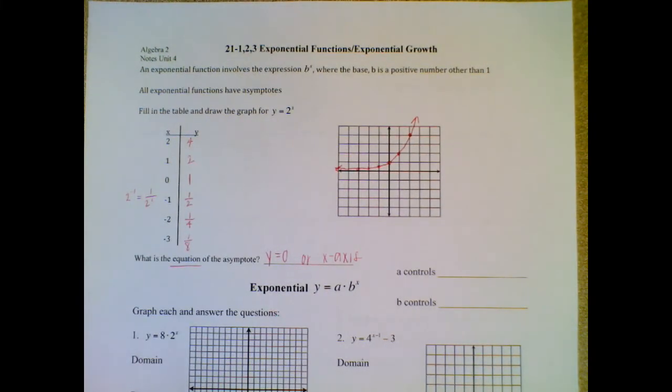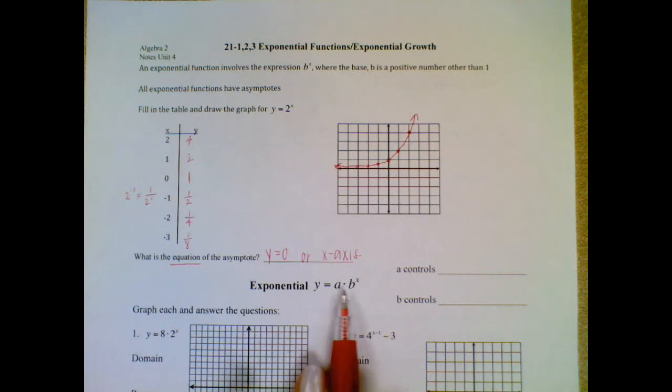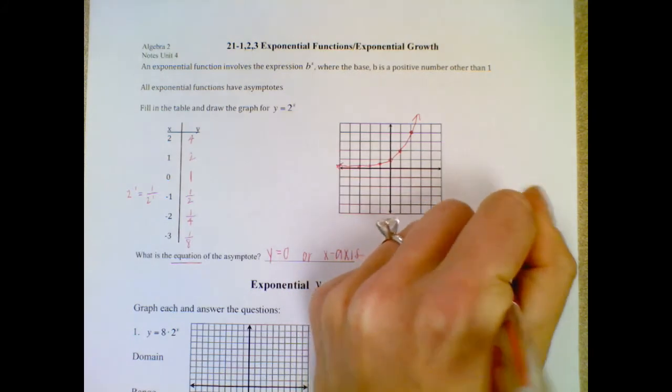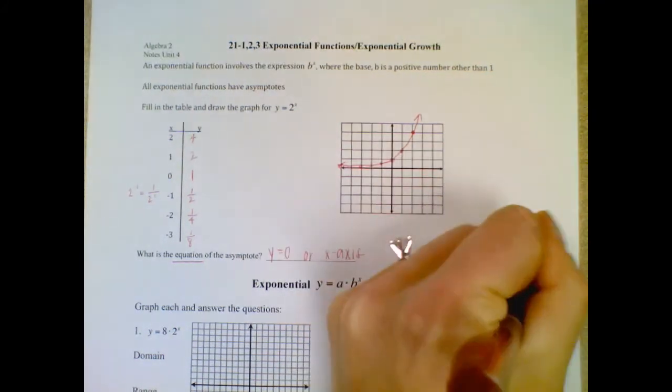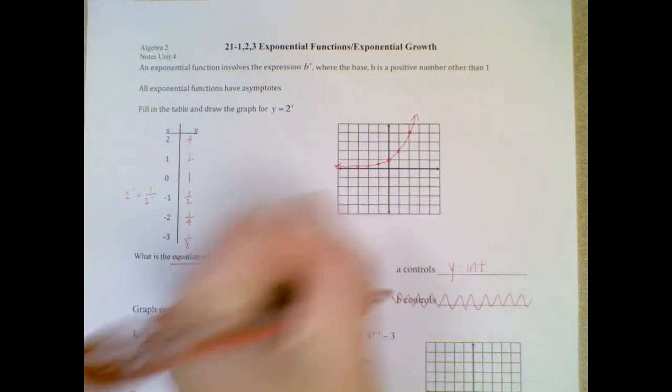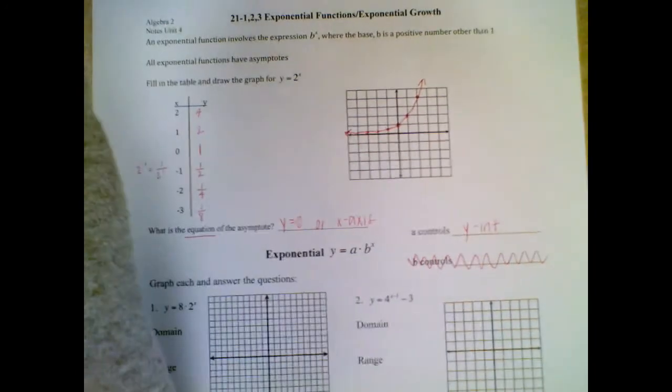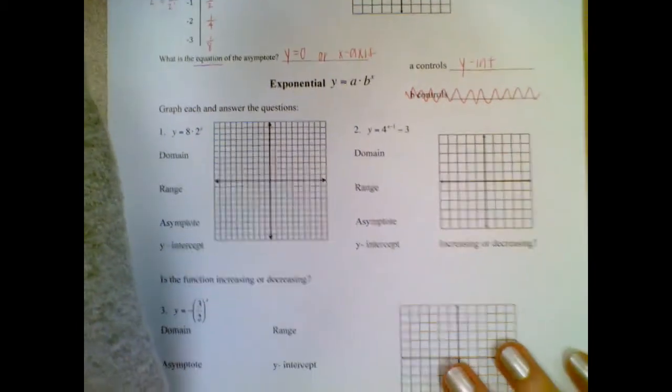All right. Now we're going to talk about what this a value out in front does. This a value out in front is actually going to be your y-intercept, okay? The b value, I don't know why that's on there. We need to cross that out. Sorry about that, okay? So it says graph each and answer the questions below.